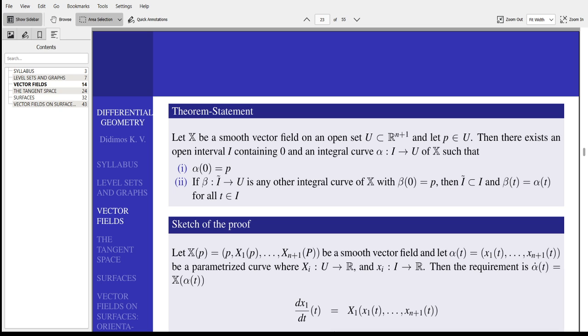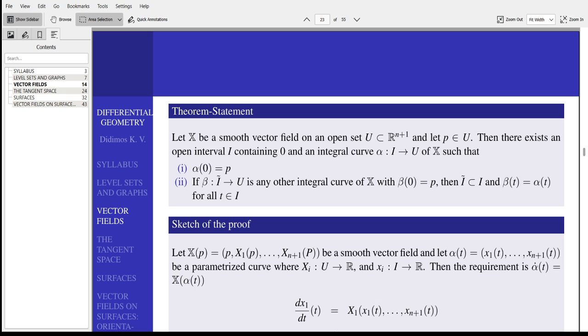Then we have a theorem. Let X be a smooth vector field on an open set U in R^(n+1), and P belongs to U. Then there is an open interval I containing 0 and an integral curve. The integral curve means that it should be a parameterized curve, the image should be fully contained in U, and the velocity vector field coincides with the vector field X. That is the condition.